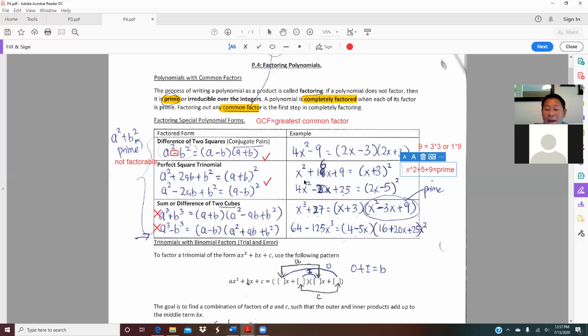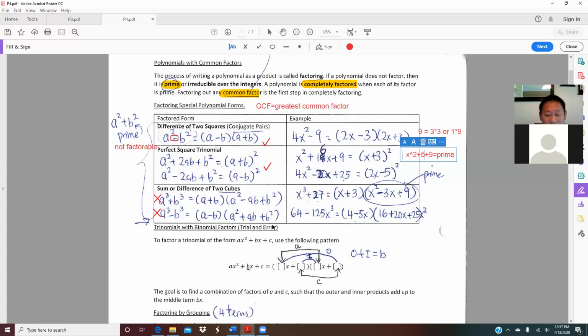So I recommend that you do these two first, because that is the most basic stuff, before you try the next one that you will learn in my class on Thursday, which is trial and error, which is a lot more.